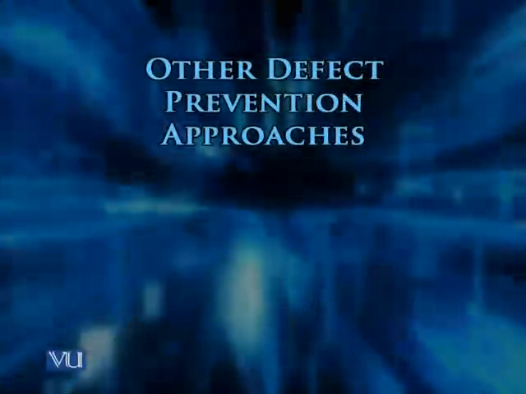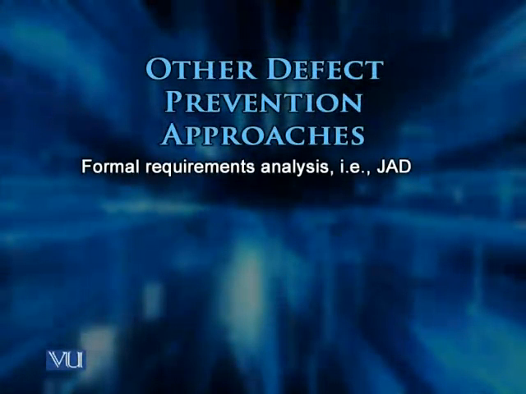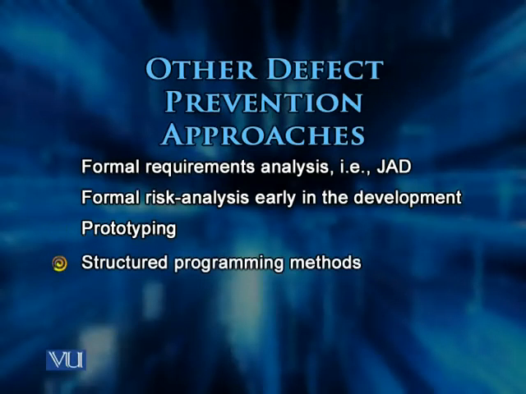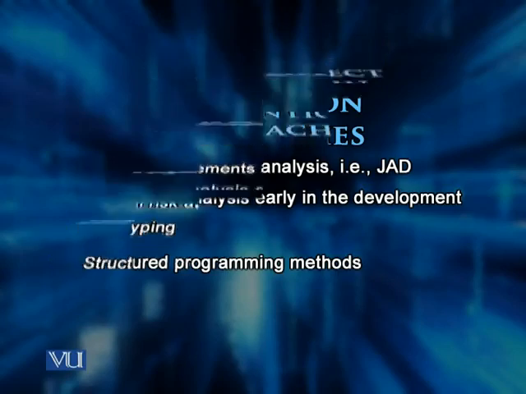Other defect prevention approaches include formal requirements analysis, for example, the joint application development, or popularly known as JAD, formal risk analysis early in the development life cycle. Prototyping is a very important and effective way of defect prevention. Then there are structured programming methods. Remember, we talked about the impact of structured programming methods on improving the defect repair rates.